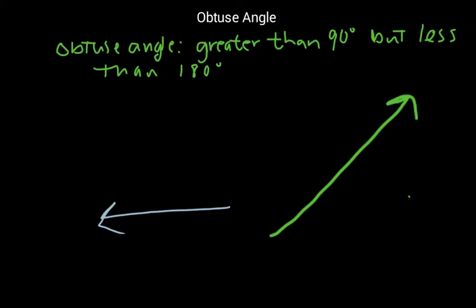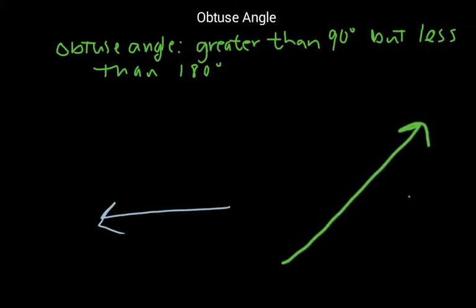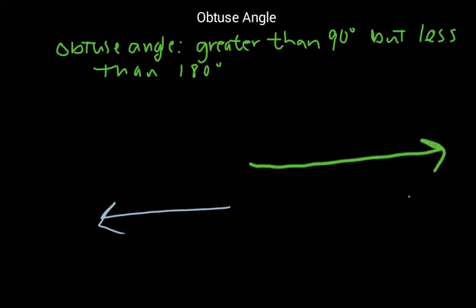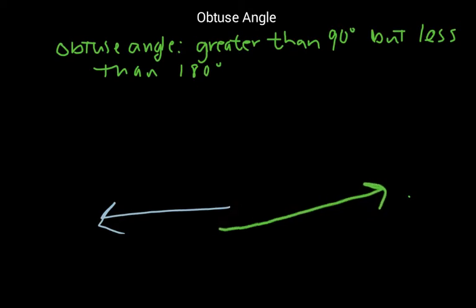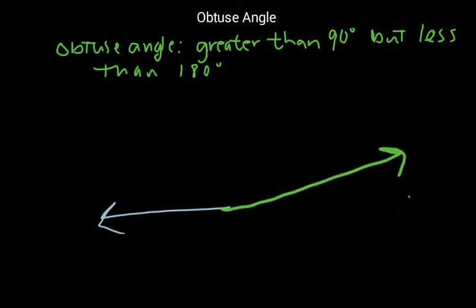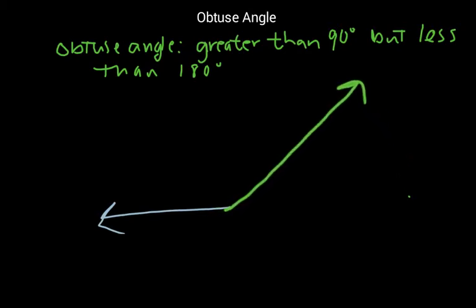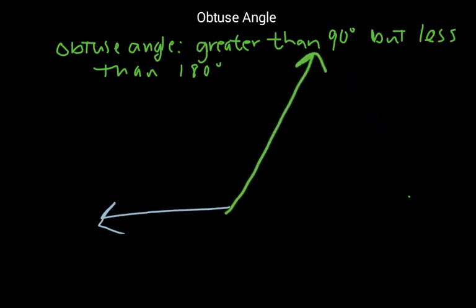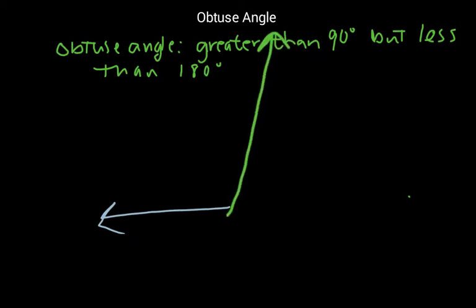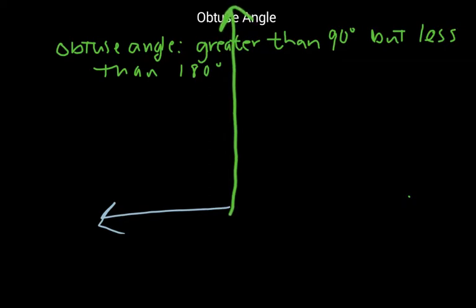An obtuse angle is an angle that's greater than 90 but less than 180. So if I take these two rays and move this one around a little bit, right there is a 180-degree angle. That's not obtuse because it's not less than 180. But as soon as I close that angle up and make it a little smaller, that would be an obtuse angle, and I can slide it all the way up here. It's still obtuse until I get to 90 degrees. That's a right angle, not obtuse.